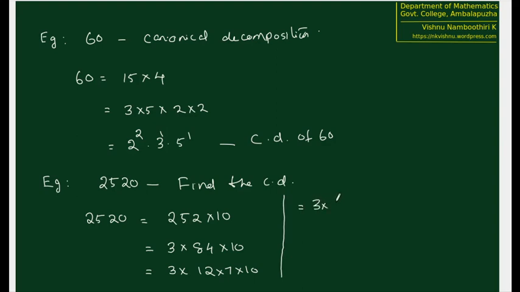We can write as 2 square into 3 into 7 into 10. We can write as 2 into 5. Now we start arranging them in increasing order, beginning from the least prime, that is 2, and 2 square and 2, therefore 2 cube. Now 3 square, now the next prime is 5 to the power 1, now 7 to the power 1. This is the canonical decomposition of 2520. Now we are going to see a consequence of the fundamental theorem of arithmetic.